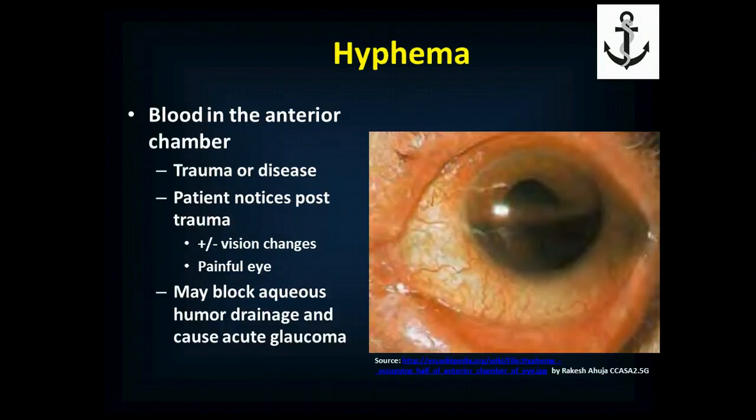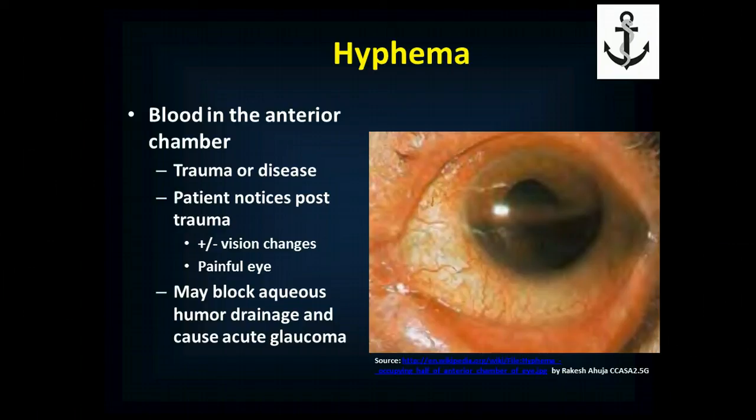A hyphema is blood in the anterior chamber. You look at this patient's eye and you can see the top of the iris, it's brown, the eye itself is injected, it's red, and the bottom half of the eye covering the pupil is full of a dark red substance, and that's blood. So this can happen from trauma or from disease. The patient notices this after the trauma. There may be visual changes.